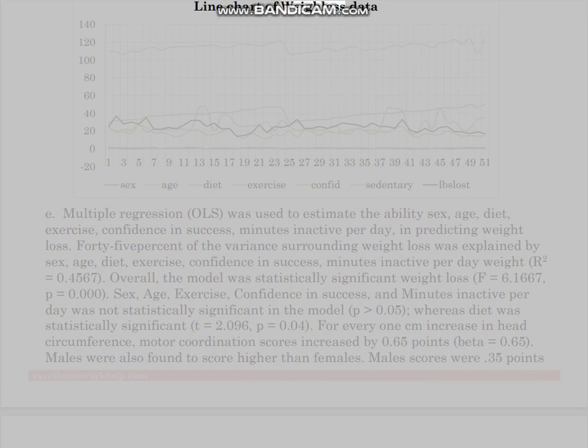Line chart of weight loss data. Sex, age, diet, exercise, confid, sedentary, lbs lost.